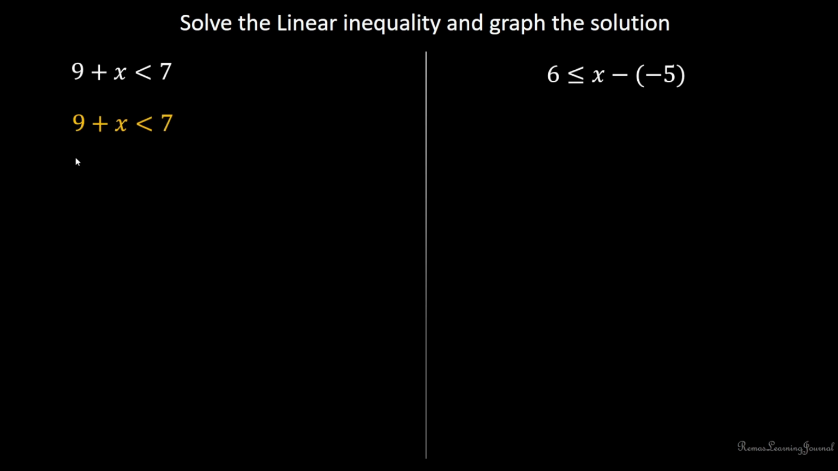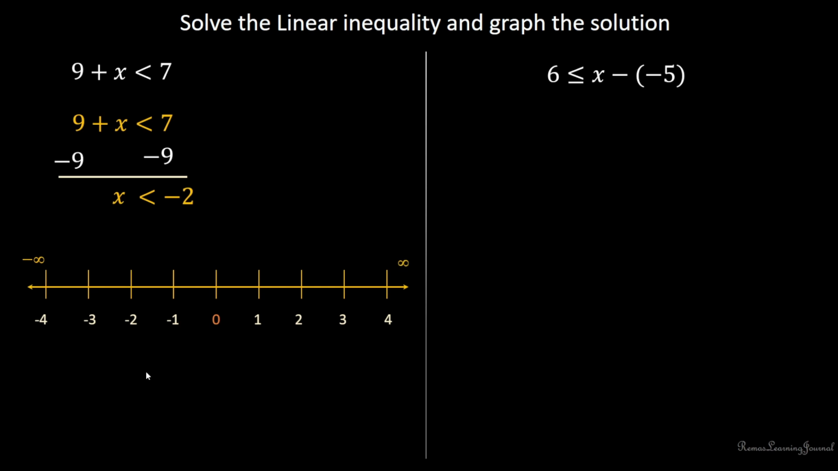So let's subtract 9 from both sides of the inequality. That gives us x less than minus 2. Now let's graph this inequality x less than minus 2. Since minus 2 is not included in the solution, let's draw an open circle around minus 2 and shade all the numbers less than minus 2 all the way up to minus infinity as the solution.